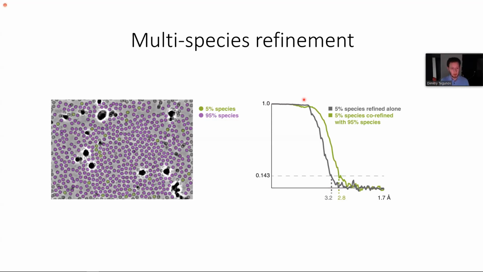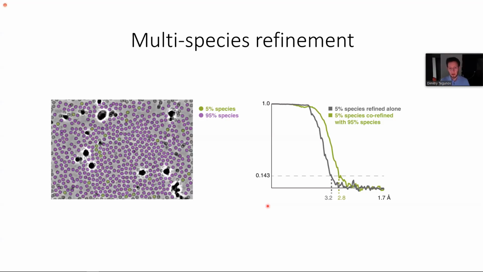Instead, what I simulated here by artificially dividing those apoferritin particles into populations, you can refine both of these species simultaneously. And by doing so, you get more accurate estimates for the hyperparameters. So the same particles from the 5% species that previously went to 3.2 angstrom now went to 2.8 angstrom. So same particles, none of the 95% species particles went into that. They were just used in the hyperparameter optimization.